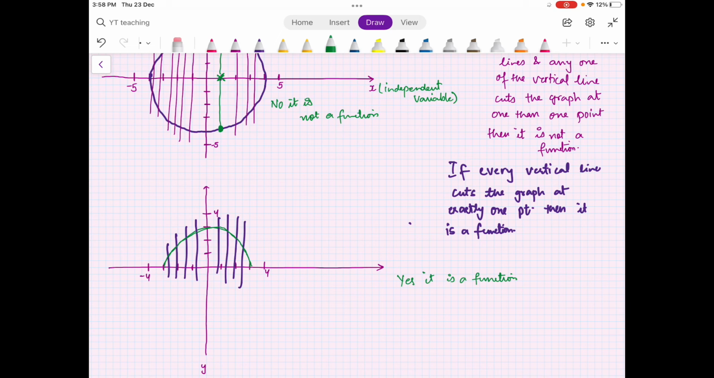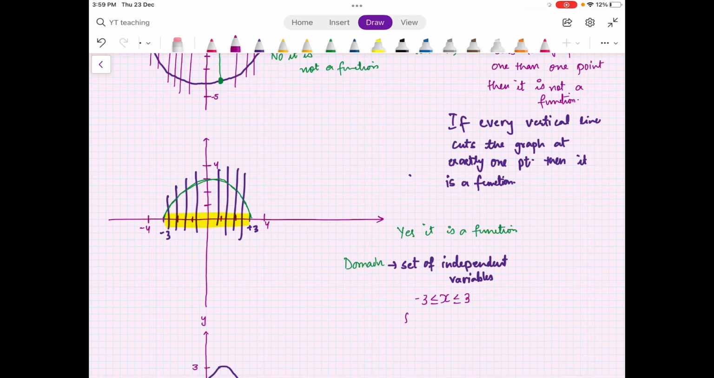And if I ask you here, what is your domain? So you see, domain is our set of independent variables. And here you see, we are going from -3 to +3. Okay, so domain is the set of independent variables. So here we are going from -3. So we write it like this, -3 less than x less than 3. Another way of writing this is x such that x is between -3 and 3.